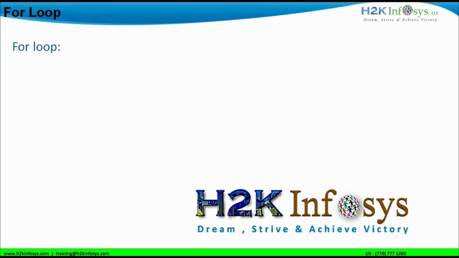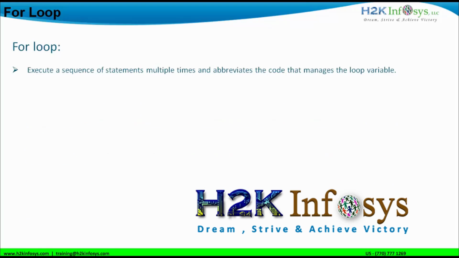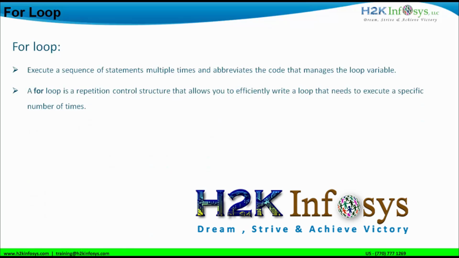Now, what is a for loop? Let us see that in some time. When we want to execute a sequence of statements, or a sequence of code, multiple times and abbreviate the code that manages a loop variable, we use the for loop. So what is a for loop? It's a repetition control structure, a control structure by itself by which we can control the loops.